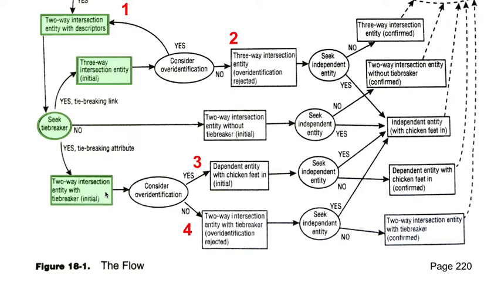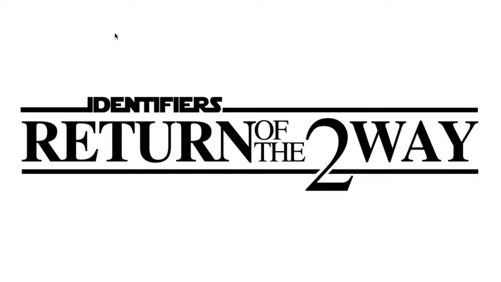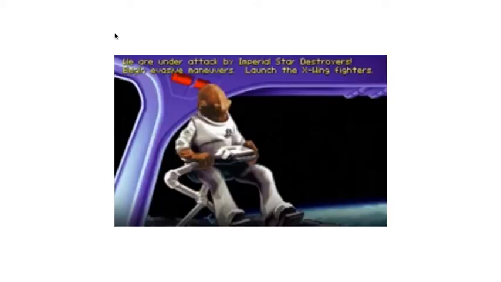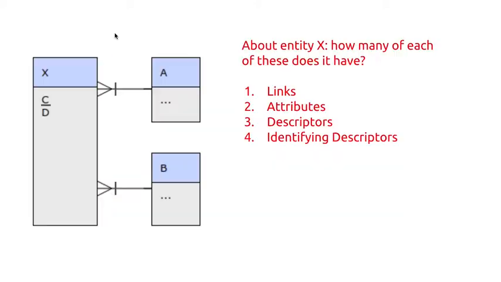The burning question? We just got to the 3-way intersection entity, and now we're going back to another 2-way identifier? Are we going to be locked in an infinite loop, a never-ending battle of good against evil? Launch the X-Wing fighters. For this next exercise, consider this LDS fragment around entity X.